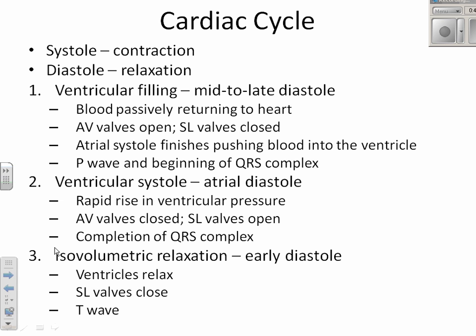All right. Then we have what we call isovolumetric relaxation, and that's early diastole. The ventricles then relax. The blood is leaving, so the semilunar valves close, and that's where we have our T wave. So now you can put the events of repolarization and depolarization together with what's actually happening in the cardiac cycle.